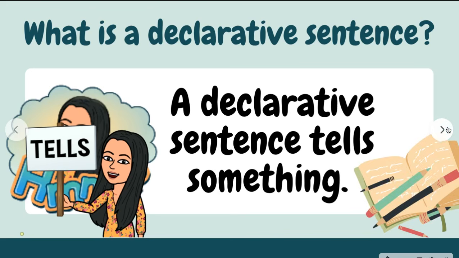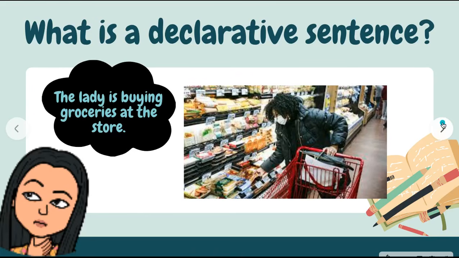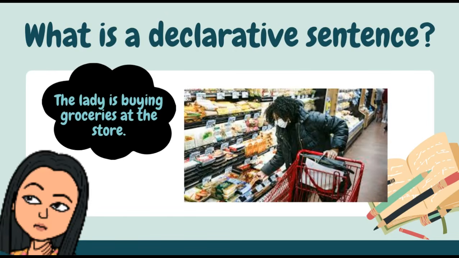Now, what is a declarative sentence? A declarative sentence tells something. So let's look at this example. Let's look at the picture. The lady is buying groceries at the store. Now, this is a declarative sentence because it's telling about something. It's telling about what's happening in the picture. Whenever we construct a declarative sentence, we always start off with a capital letter and it always ends with a period. That's how you can tell it is a declarative sentence, by looking at the end mark.